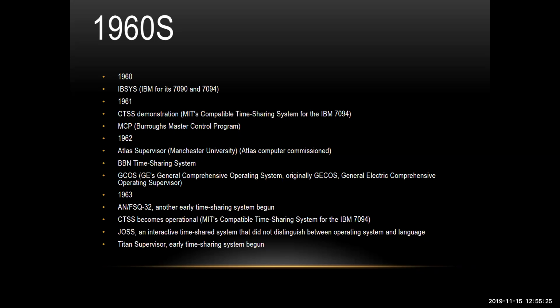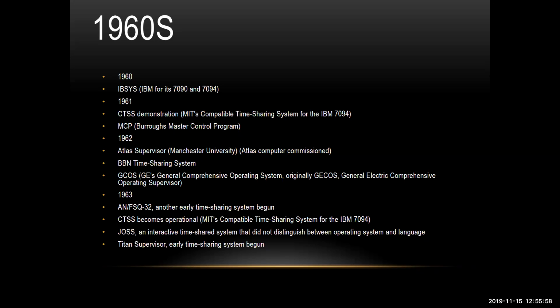And then MCP. MCP is the proprietary operating system of the Burroughs Small, Medium, and Large Systems, including the Unisys ClearPath MCP systems. And in 1962, we had Atlas Supervisor, and then the BBN Time Sharing System. The BBN Time Sharing System was an early time sharing system created at Bolt, Beranek, and Newman for the PDP-1 computer. It began operation in September 1962.